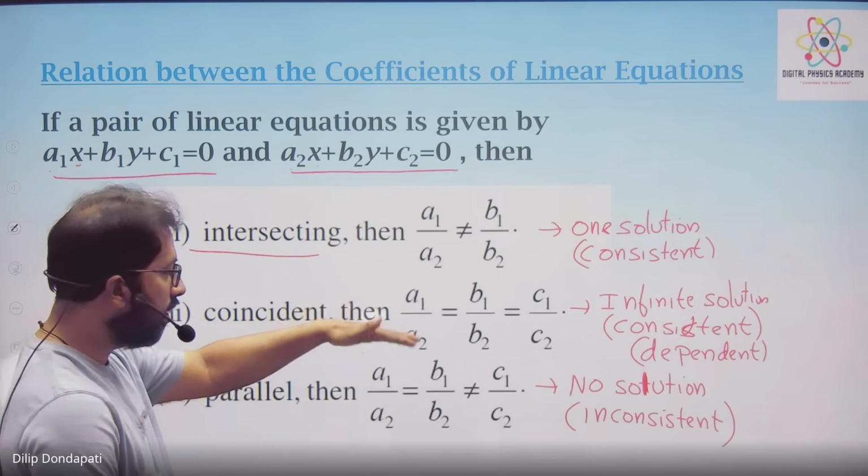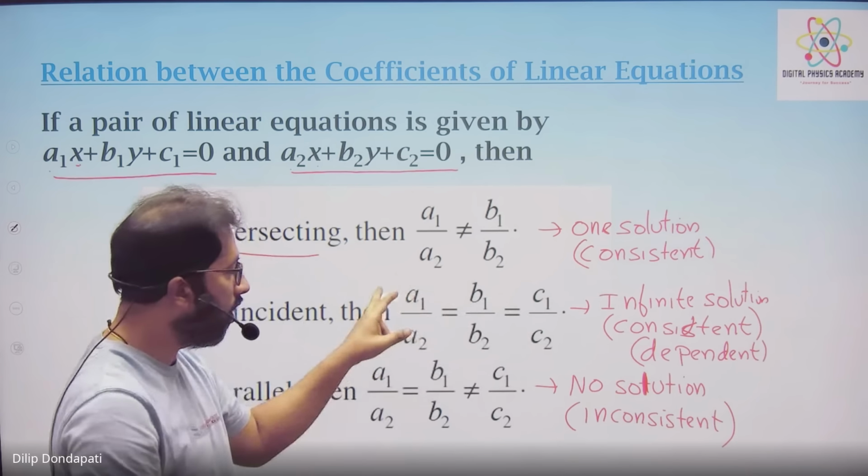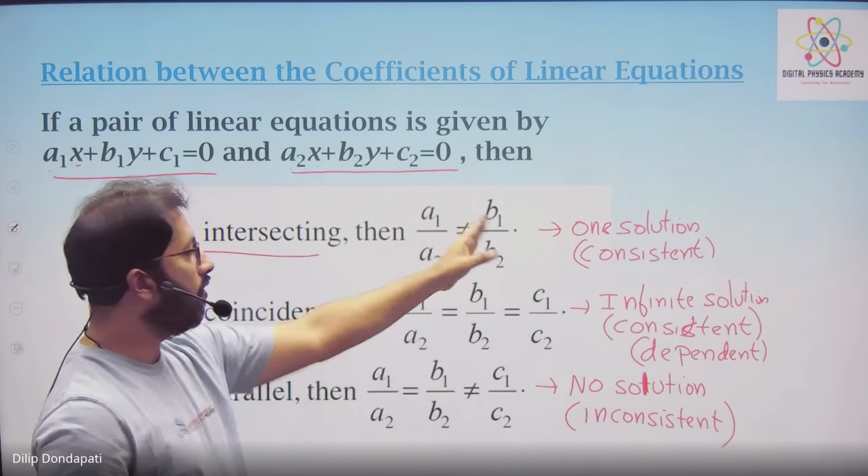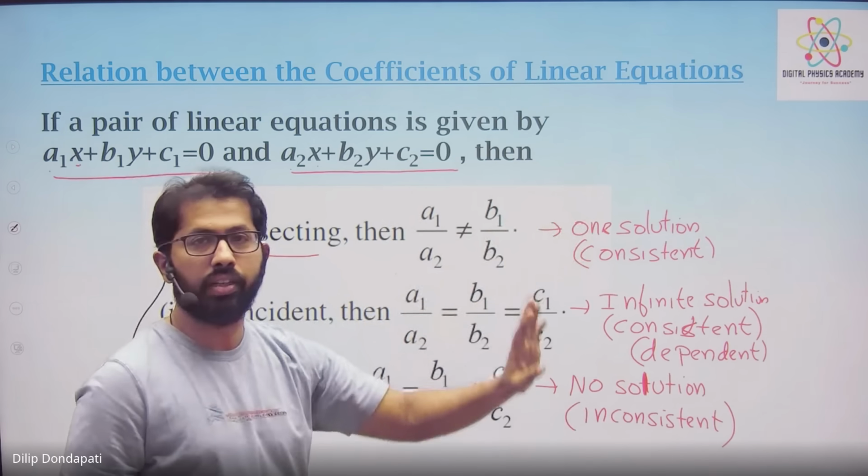This is easy, right? All are dependent. A1 by A2, B1 by B2, C1 by C2 all are equal. Only if C1 by C2 is not equal, then no solution. If A1 by A2 is not equal to B1 by B2, then it is intersecting.